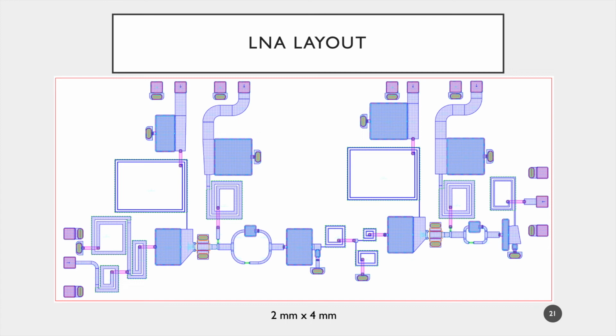Ground signal ground probes are used for the RF signals. RF input is located at the left side and RF output is at the right hand side. DC pads are at the top of the design.